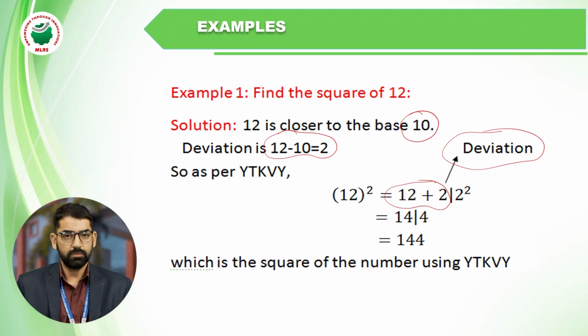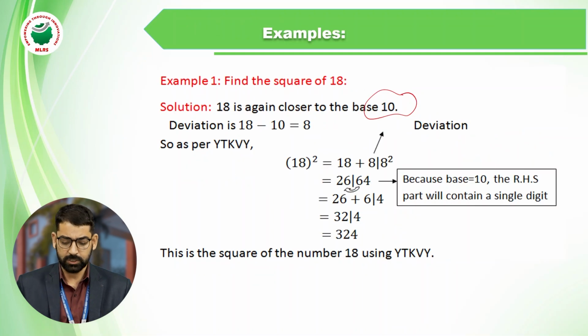You see, we have taken the given number, we have taken plus the deviation, then the separator. After the separator, we have taken on the right hand side the square of the number, and this way we can find the square of the number 12, which is 144.